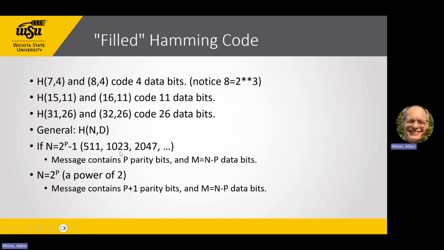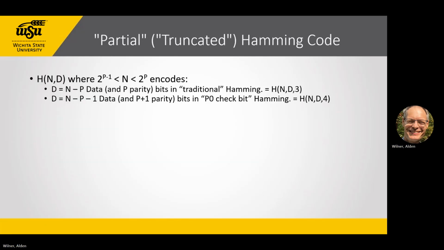It would be protecting still 502 bits worth of data, but we'd have then 9 plus 1 for a total of 10 check bits. I'm not going to dig into this today. It gets complicated, and I've thrown a lot at you already. Just know that there are partial truncated Hamming codes.